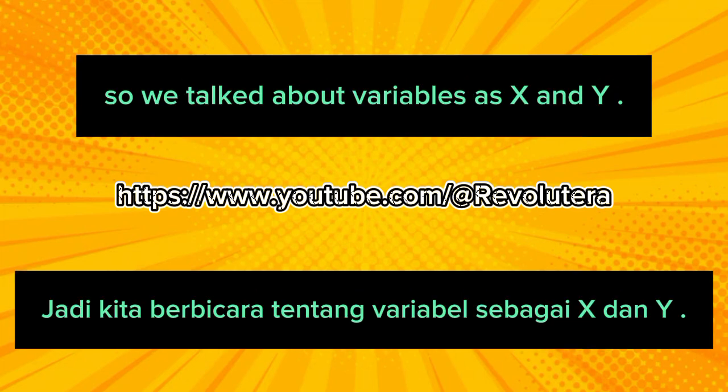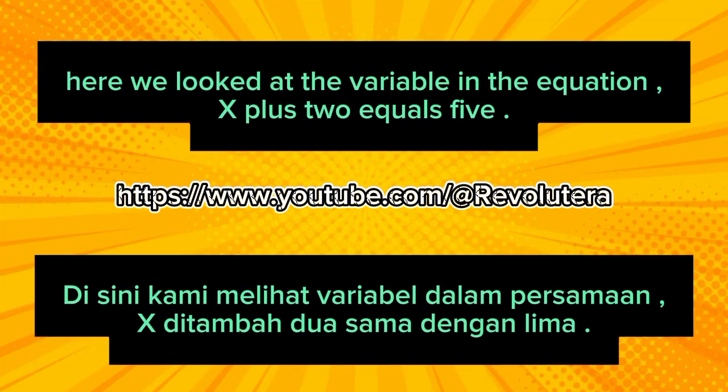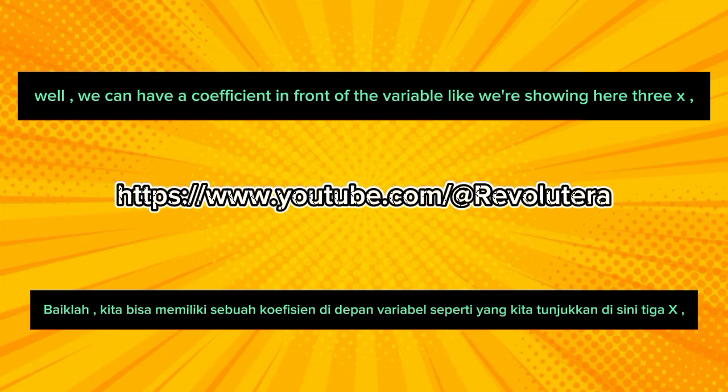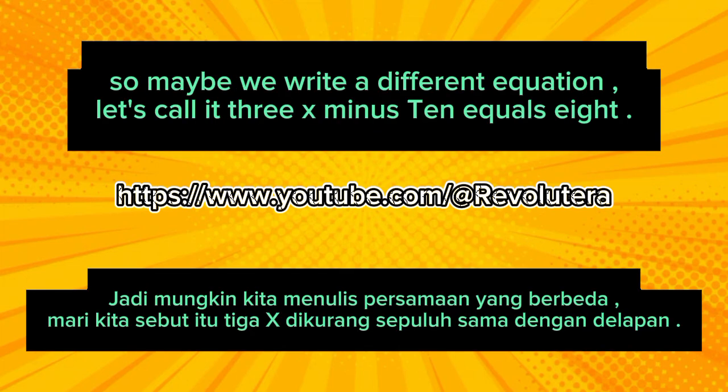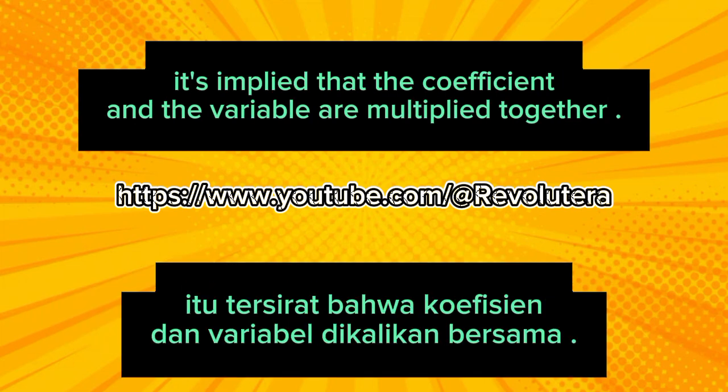So we talked about variables as x and y. Here we looked at the variable in the equation x plus 2 equals 5. Well, we can have a coefficient in front of the variable like we're showing here, 3x. So maybe we write a different equation. Let's call it 3x minus 10 equals 8. It's implied that the coefficient and the variable are multiplied together.